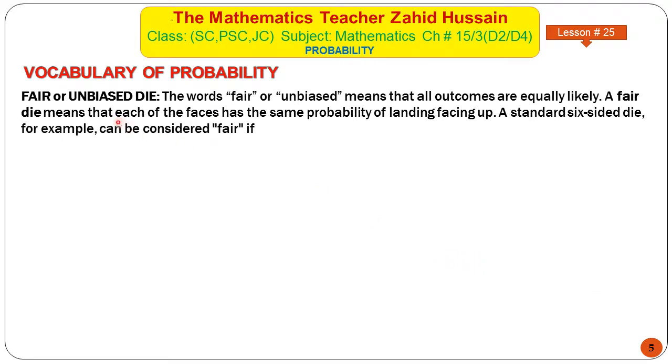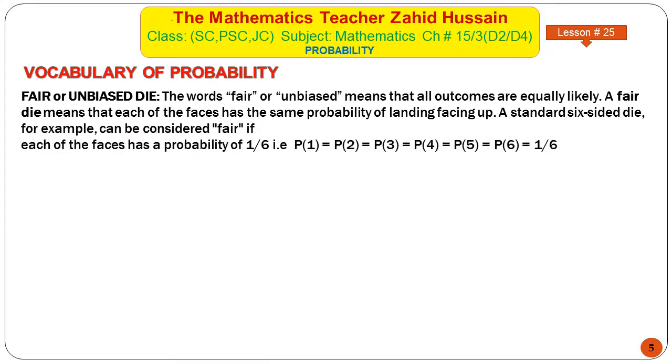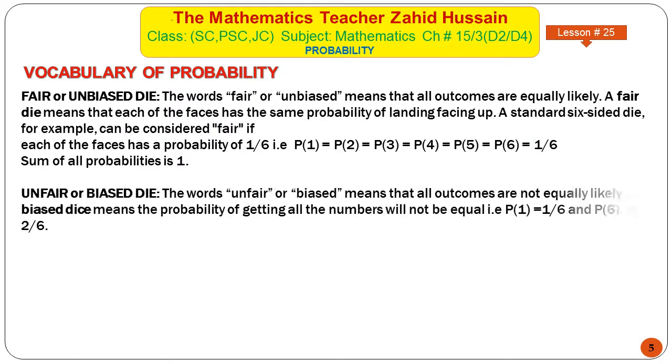Fair or unbiased die. The word fair or unbiased means that all the outcomes are equally likely. A fair die means that each of the faces has the same probability of landing facing up. A standard six-sided die, for example, can be considered fair if each of the faces has probability 1/6. Probability of 1, probability of 2, 3, 4 and probability of 6 is 1/6. Sum of all probabilities is equal to 1.